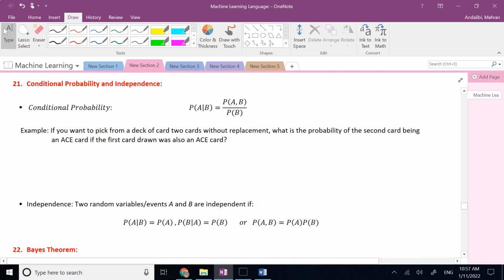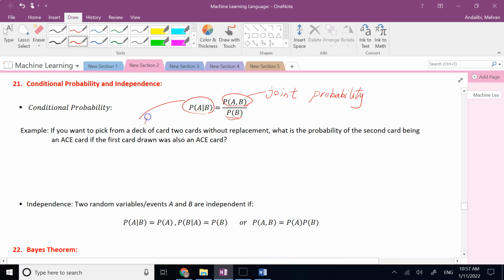The next topic is conditional probability and independence. If we have the joint probability of A and B, okay, so this is called the joint probability that A and B happen at the same time, together. If you divide the joint probability of A and B by the probability of B, this is called P of A given B.